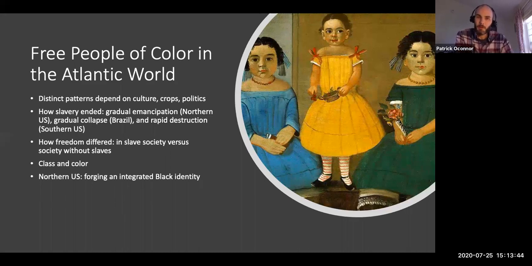But in the North, where you have a very small and very concentrated black population, what we see is the development of a unified black identity, right? There's no avoiding the fact that African descended people share a place within Northern society because there's so few of them. And another reason that that happened was because of pressure from the white community, right?